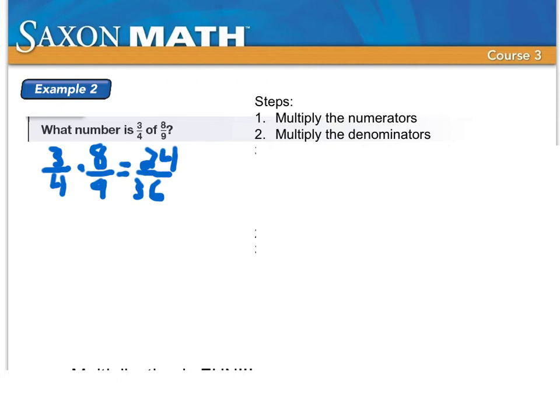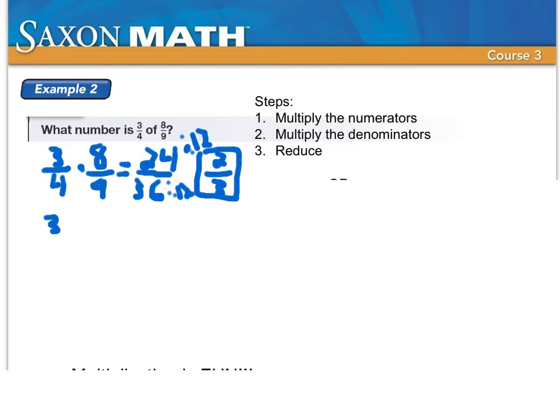Well, after you've done that, multiply the tops, multiply the bottoms. We can't leave 24 over 36 because it's not simplified. So the last step is to then reduce. Okay, well, to reduce, I can divide the top and bottom by 12 because 12 goes into both of those. 24 divided by 12 is 2. 36 divided by 12 is 3. So 2/3.